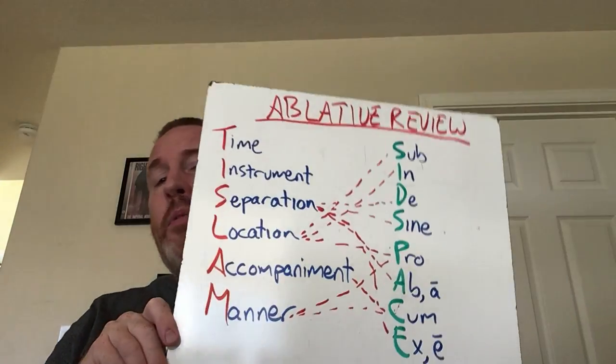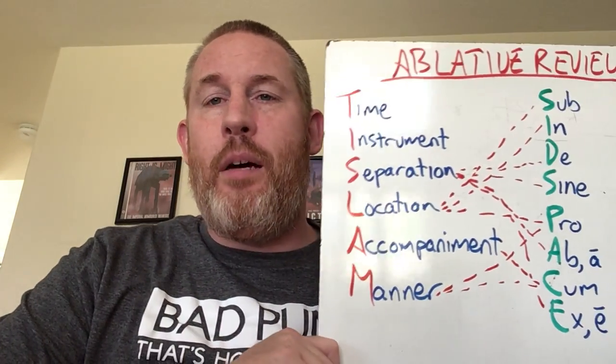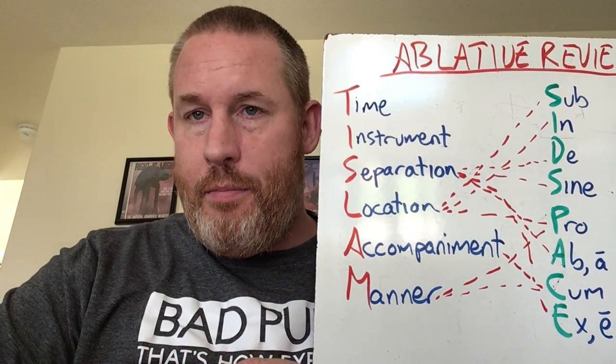So what I really want to point out is on this ablative review, we've already done this, okay? The book has a lot less faith in you than I do. So, ablative review. TISLAM. These are the different uses of the ablative, okay? TISLAM: time, instrument, separation, location, accompaniment, and manner.